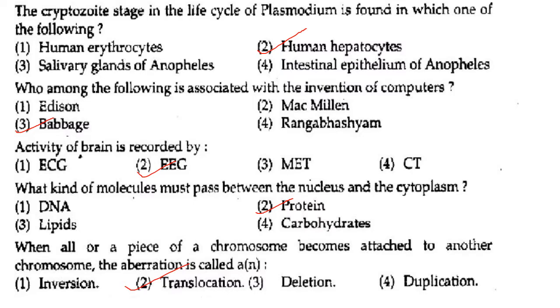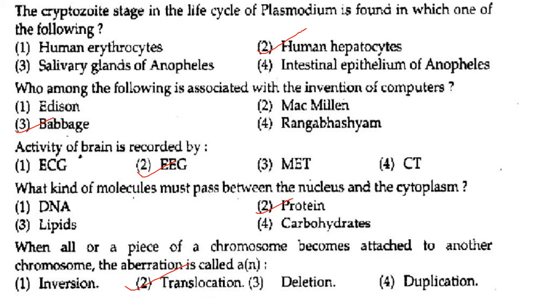Next one. The cryptozoite stage in the life cycle of Plasmodium is found in which one of the following? Option 1, human erythrocytes. Option 2, human hepatocytes. Option 3, salivary glands of Anopheles. Option 4, intestinal epithelium of Anopheles. Answer is human hepatocytes, option 2.